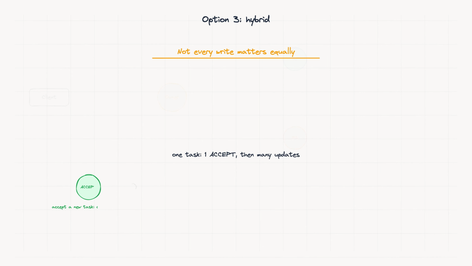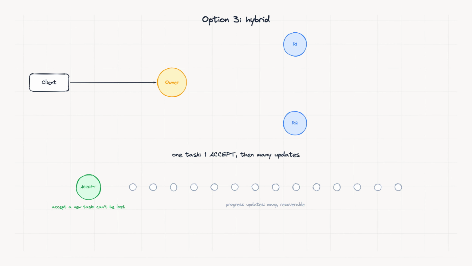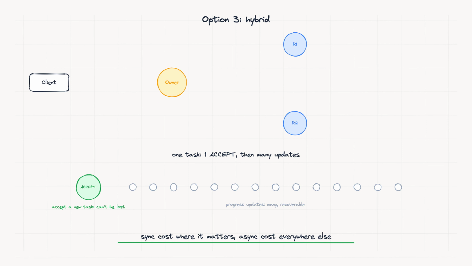The most critical one is the moment the owner accepts a new task. So use synchronous replication just for that one write. It blocks until the replicas confirm, so the task can never be silently lost. Before the owner even acknowledges it, at least K replicas have it on disk. After that initial write, switch back to async for all the progress updates, which are higher volume but less critical. You pay a sync cost where it matters most and an async cost everywhere else.